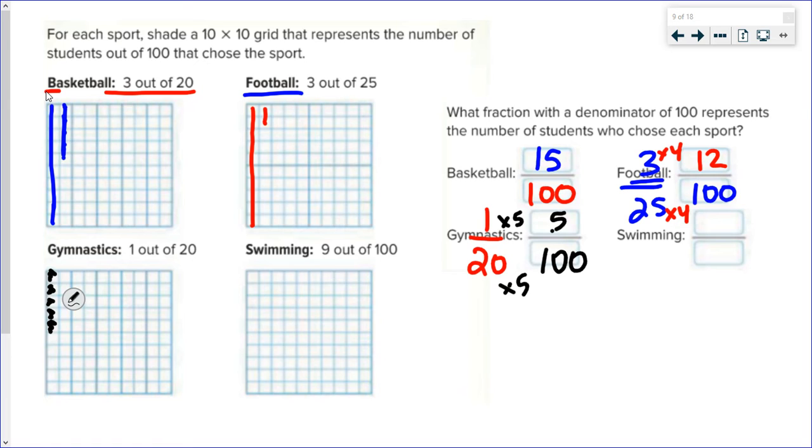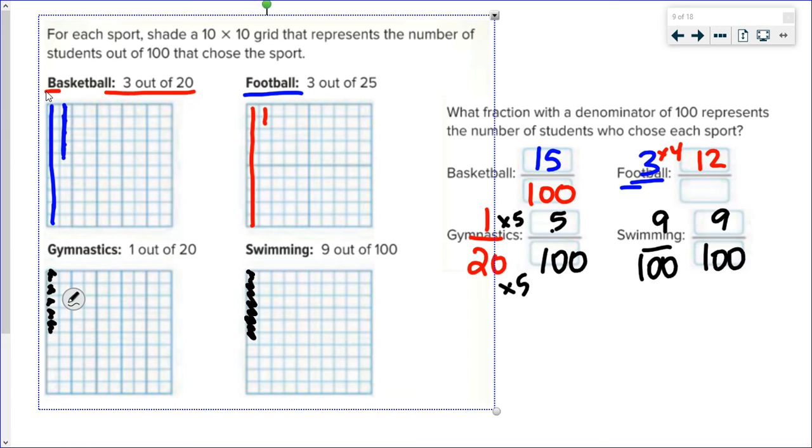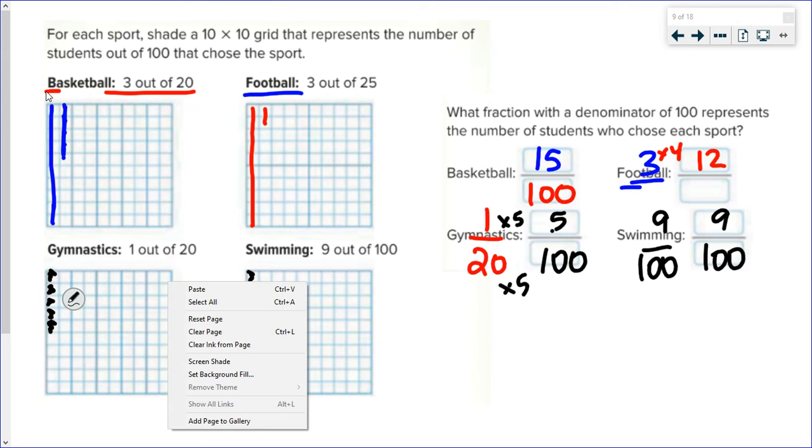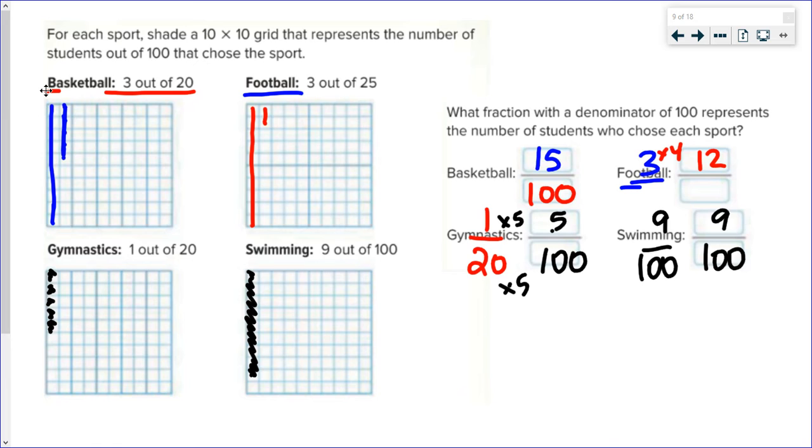And then the last one that they're going to have as an option is swimming. So if I'm looking at swimming here, I see that 9 out of 100 people chose swimming. Well, this one's easy already because I don't even have to change anything with the denominator. So that means all I have to do over here is shade 9 of these boxes. So I go up here, I get there, and I make sure I don't leave that bottom box out. So if I had a denominator that was not 100 already, you need to try to find a way to change that denominator to be 100.